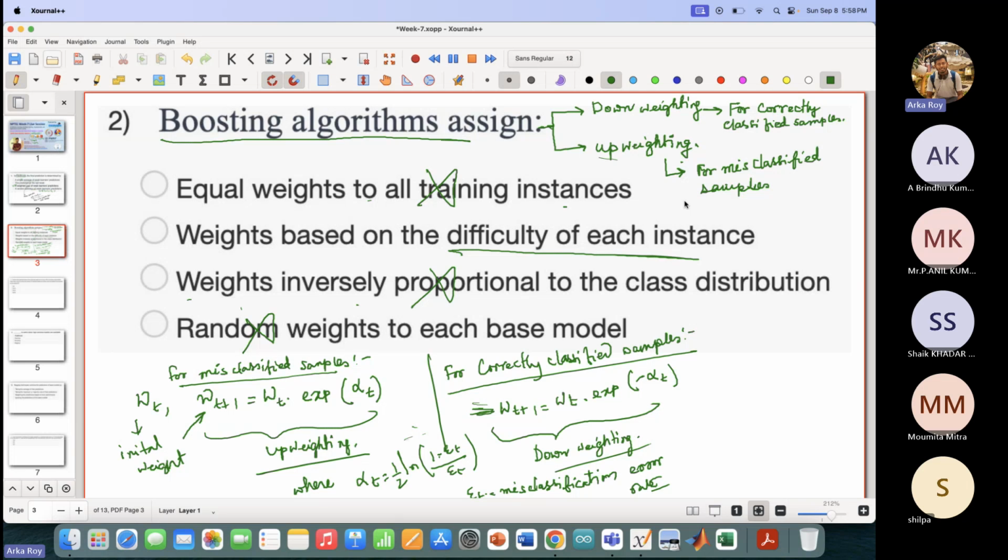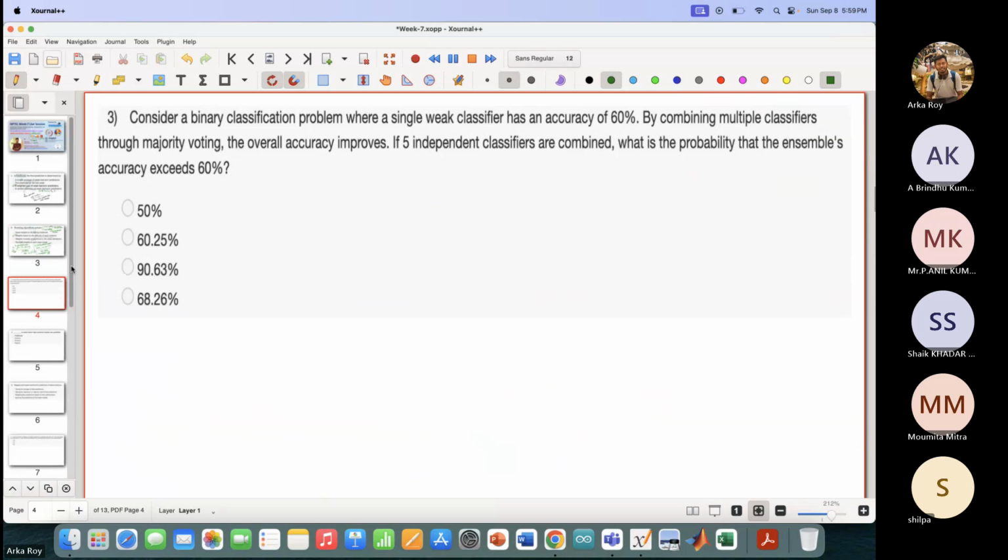So to reduce the difficulty, we are telling the model to look at those particular samples which we have upweighted through some sort of numerical manipulation. Now the model can look at them very clearly and do the classification pretty well. So based on the difficulty, whether it is classifiable or misclassified, we are doing the weighting process. Therefore, weighting based on the difficulty of each instance is the correct answer. Fine.